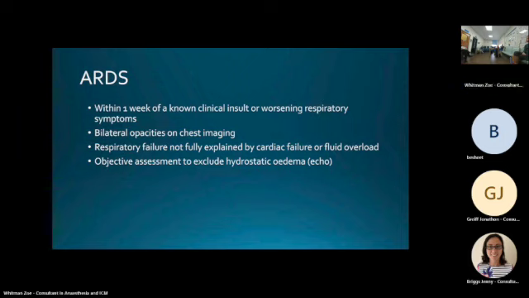The requirements are that they have to have bilateral opacities on the chest imaging. It can't be just one focal bit, that would be more like pneumonia. And the respiratory failure can't be explained just by fluid overload, which they can look like in the way they're ventilating sometimes, or by cardiac failure. You're supposed to do an echo usually to prove that it's not just heart failure that's caused the problem.